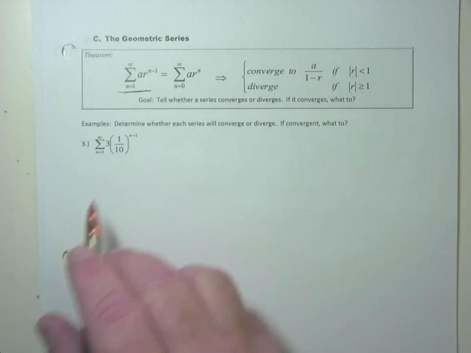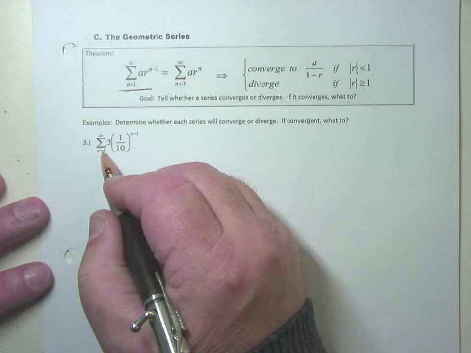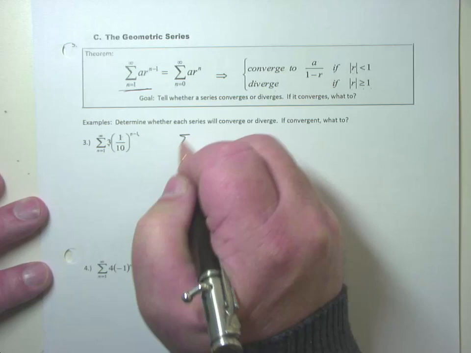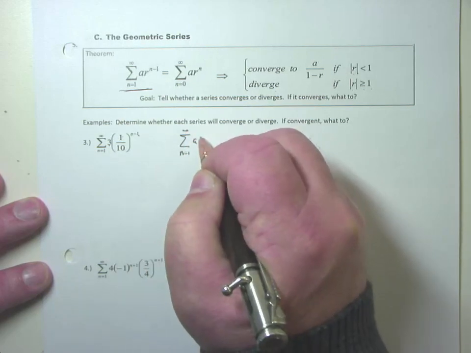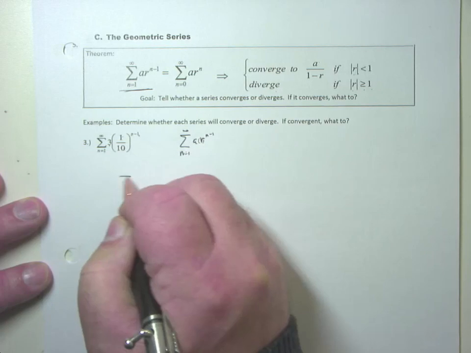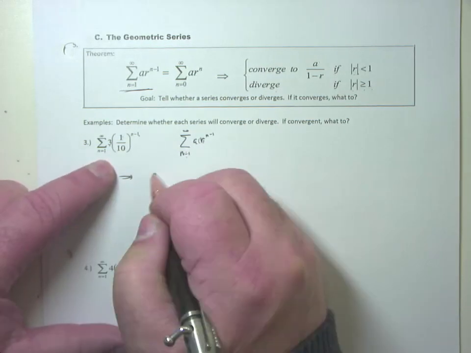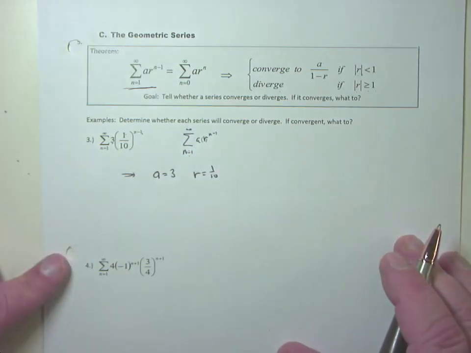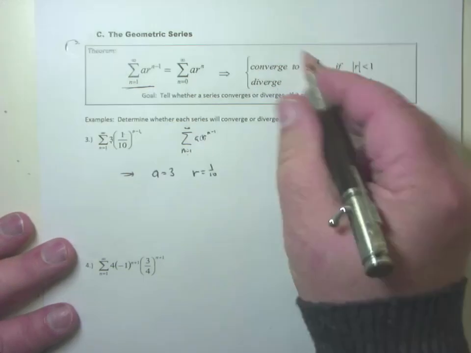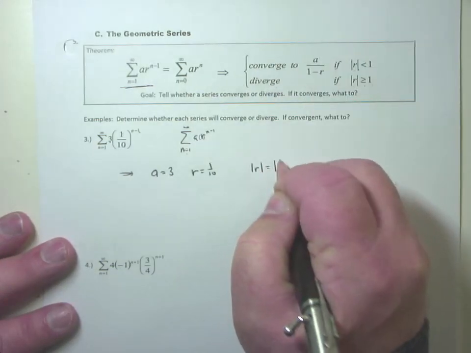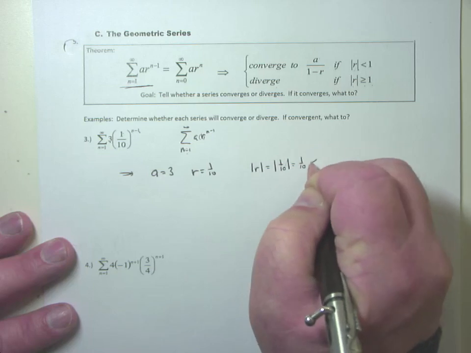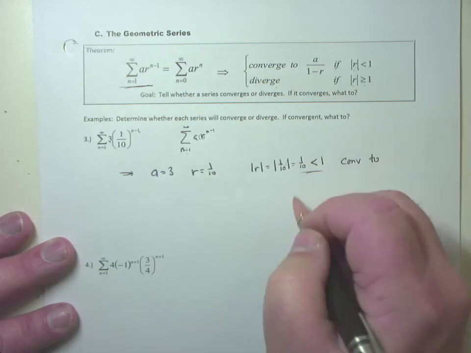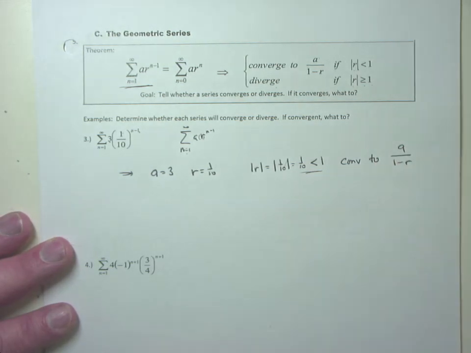So in this problem here, this is my formula. The sum as n goes from 1 to infinity of 3 times 1/10 to the n minus 1. If you analyze it from this sum as n goes from 1 to infinity of a r to the n minus 1, you're supposed to recognize that my sum matches up completely. a is equal to 3 and r is equal to 1/10. Does that make sense? And we check it by our little formula, the absolute value of r, the absolute value of 1/10 is 1/10, which is less than 1.